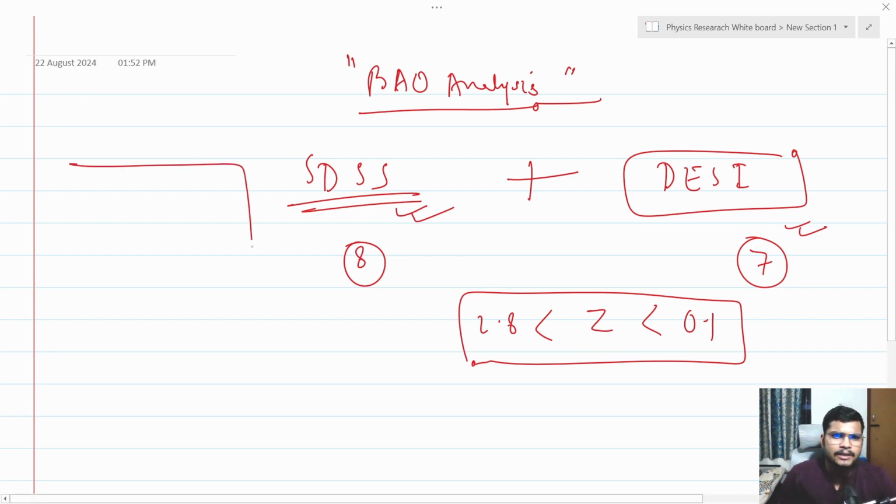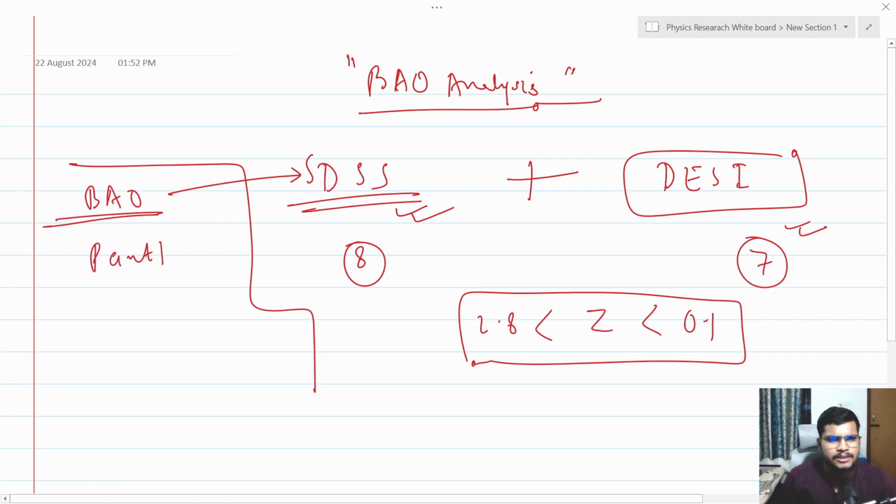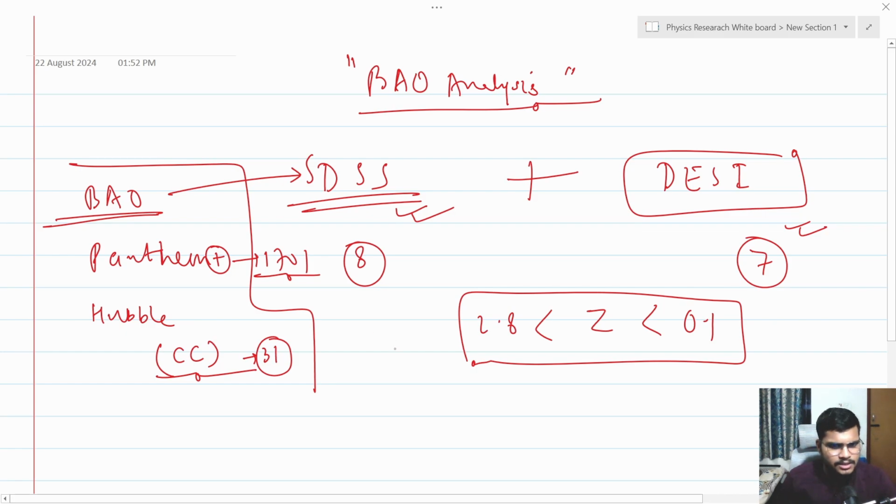Secondly, many people have asked, let us say I have different data sets. For an example, consider you have BAO, which has two data sets, BAO SDSS and BAO DESI. Now you have the Pantheon samples, which contain nearly 1701 data points. And the other one is, let us say, the Hubble data sets, which we can call the CC data set, Cosmic Chronometer data sets, which contain nearly 31 data points, right?